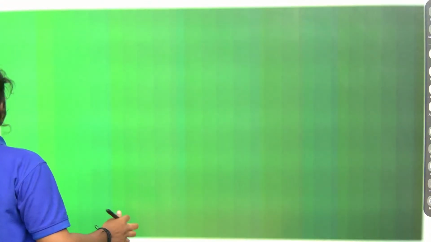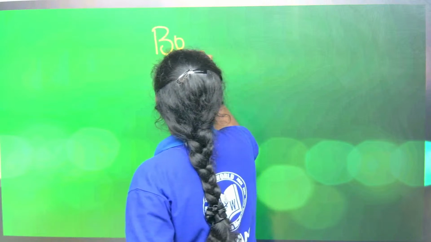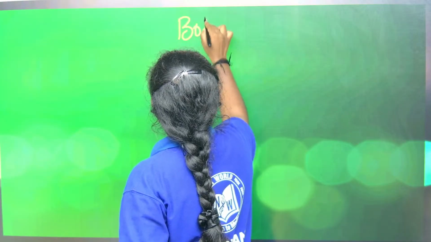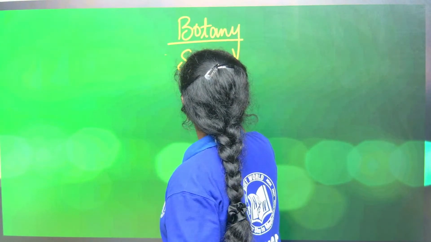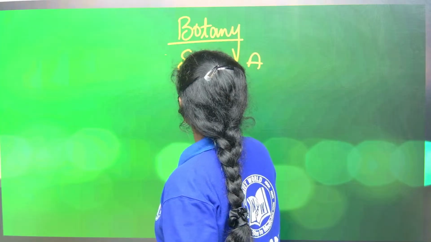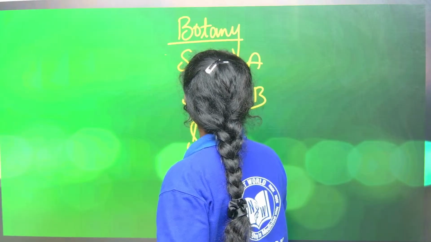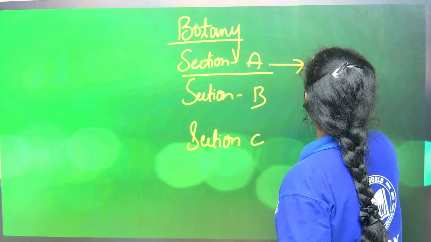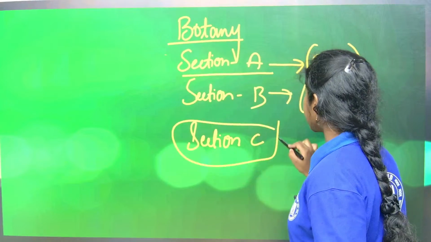Okay, see here. So in the blueprint of botany, children, okay, wait. Students, for the botany, you have 3 sections. Section A, Section B and Section C. In Section A, you have 2 marks questions. In Section B, you will get 4 marks questions. And Section C is the long answer type of questions.